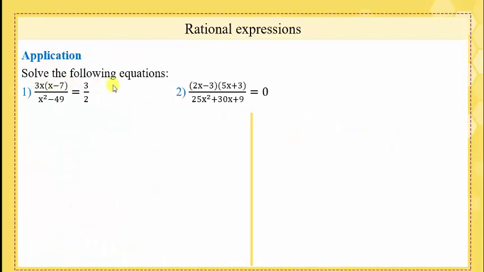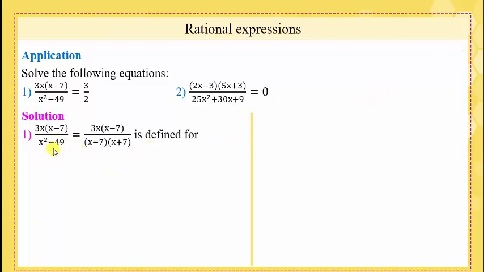Application. Solve the following equations. Please pause the video and try to solve it. Solution. Part 1. Step 1. Factorize. In the numerator we have a product between two factors, so it is written in the factored form. But in the denominator we have x squared minus 49. It can be written as x squared minus 7 squared, which gives (x minus 7) into (x plus 7).